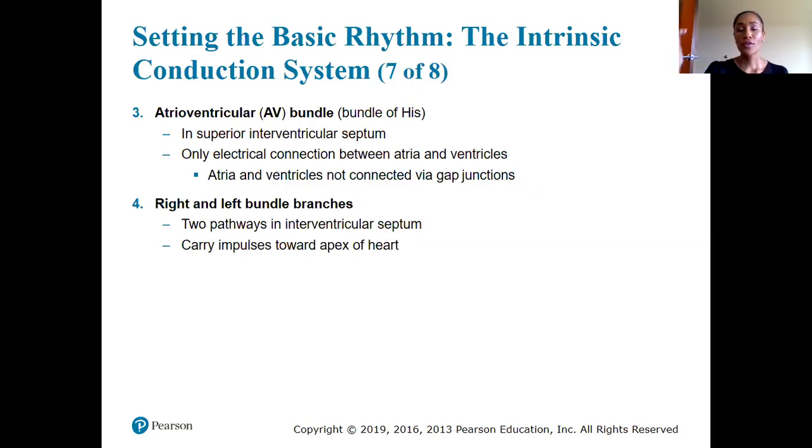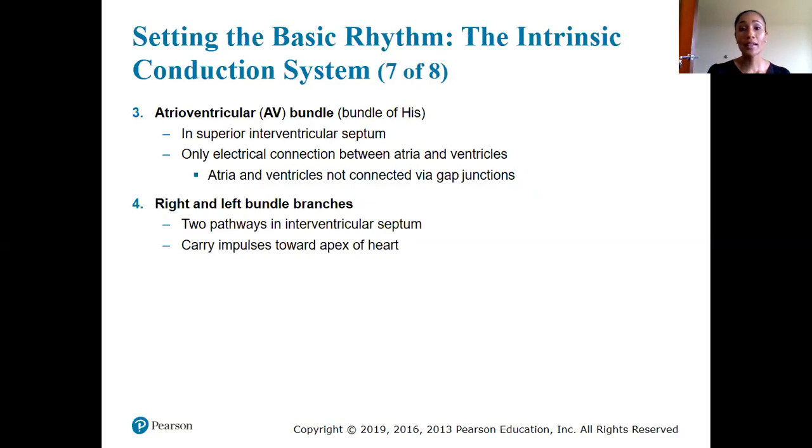So we're going to generate the action potential at the SA node. It will travel to the AV node. Then it will travel to the AV bundle. And the AV bundle is located in the superior interventricular septum. Remember, that's the septum that divides our two ventricles.